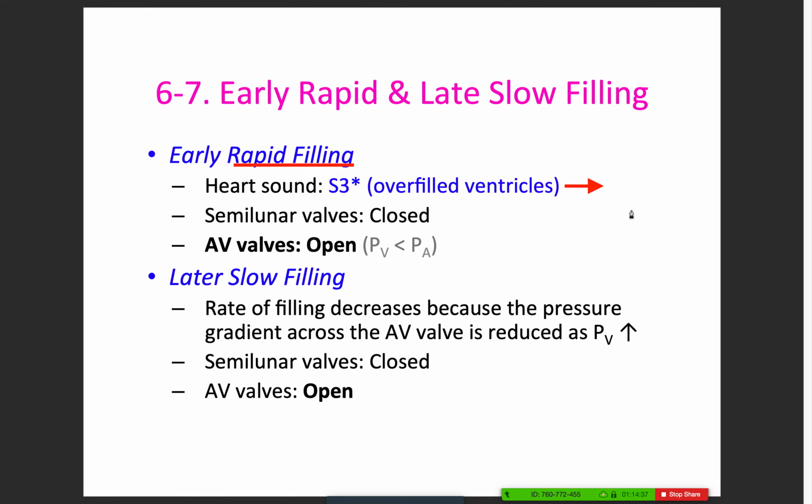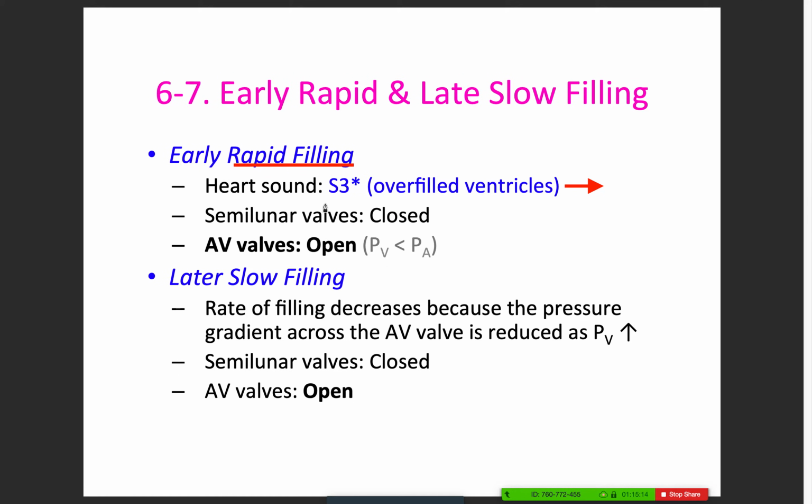And so S3, this is the sound that comes after S2. This indicates that your patient has overfilled ventricles, congestive heart failure, dilated cardiomyopathy. Any of these conditions that decrease your ejection fraction can result in an S3. Okay? And that's a very different patient than the patient who had the S4, who has hypertension and a really hypertrophied big muscle heart, right? And stiff ventricles.